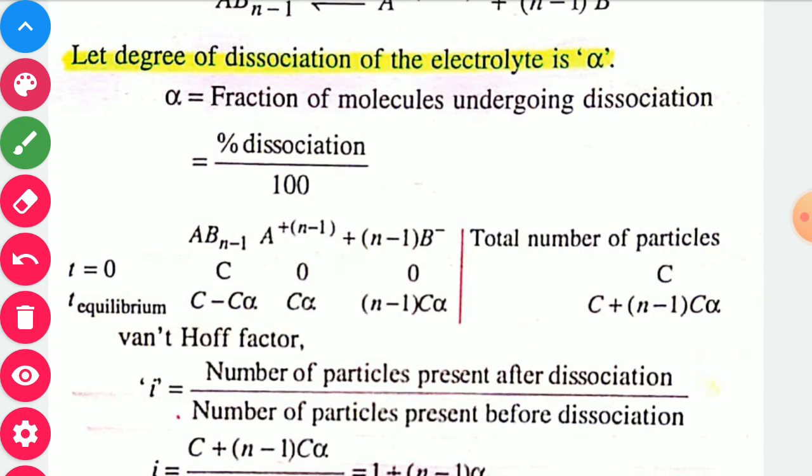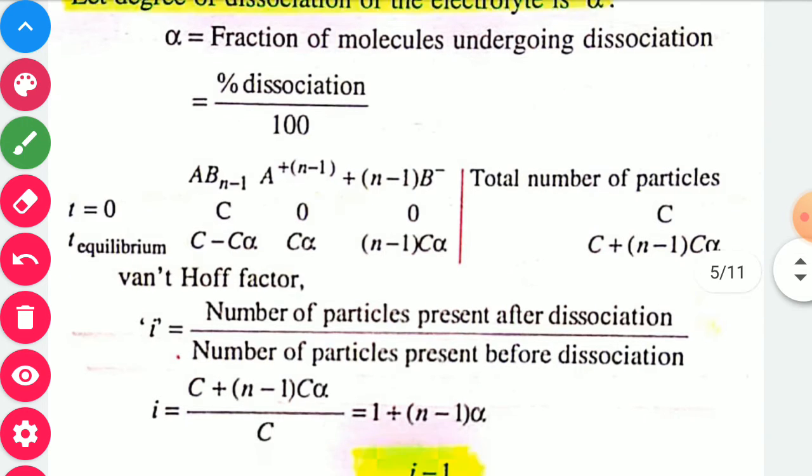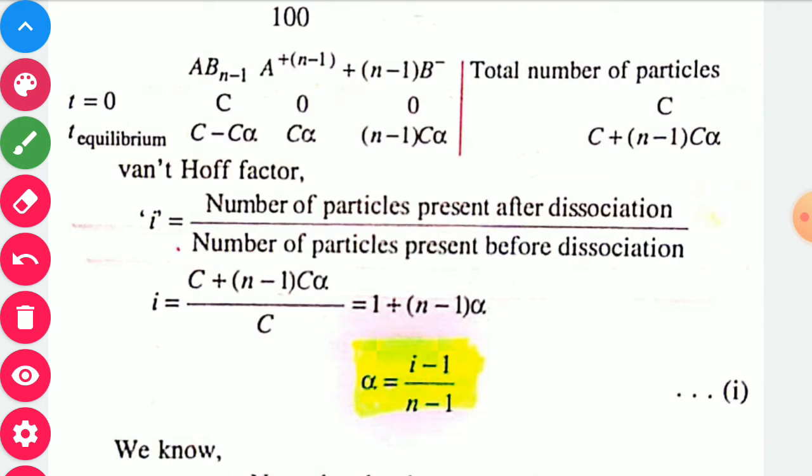In this way, the Van 't Hoff factor, that is i, is equal to the number of particles present after dissociation upon the number of particles present before dissociation. Or we may write i is equal to C plus (n-1) C alpha upon C, which is equal to 1 plus (n-1) alpha. Therefore, degree of dissociation alpha is equal to i minus 1 upon n minus 1.